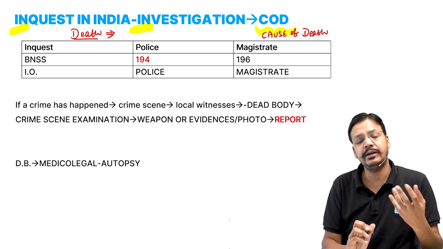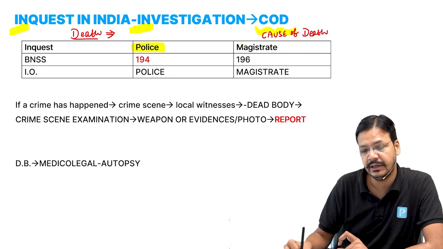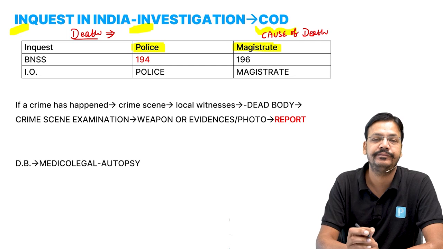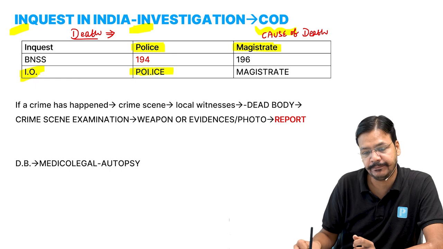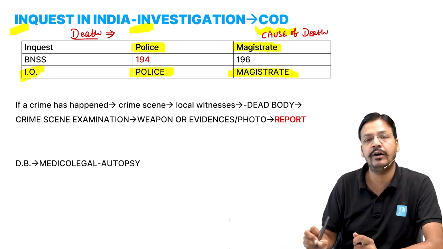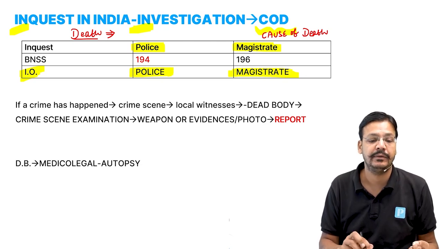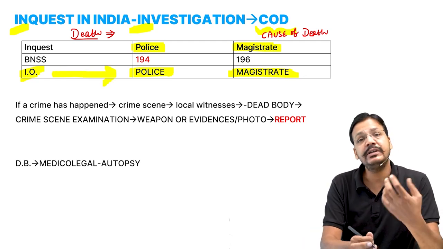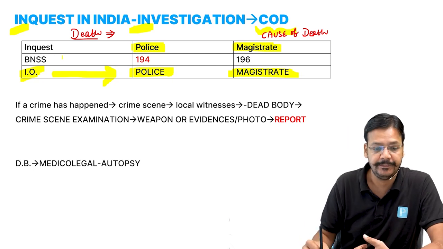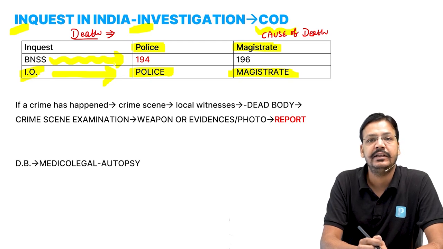Now, what are the two types of inquest in India? Number one is police inquest. Number two is magistrate inquest. If your investigating officer is police, it's a police inquest. If your investigating officer is magistrate, it's a magistrate inquest. Two types of inquest in India. So it depends on who your investigating officer is. Now, because investigation is a procedure, that's why it comes under BNSS.